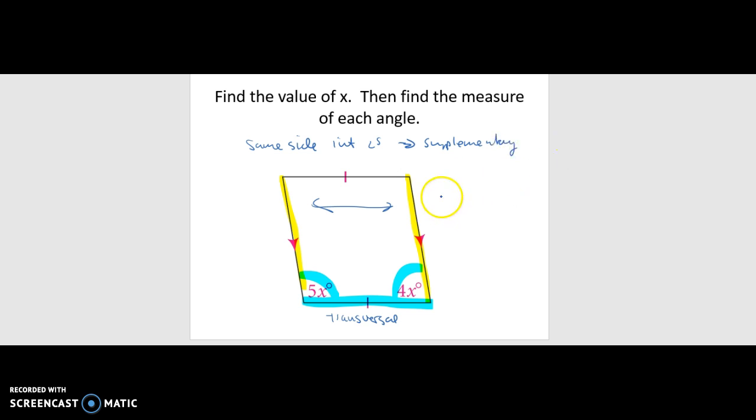So what do I know about these angles? They are going to add up to 180 degrees. And if I combine like terms, 9x equals 180, and when I divide by 9, x is equal to 20. Now, if I wanted to find the measure of each angle, all I would do is plug that back in. 5 times 20 is 100 degrees, and 4 times 20 is 80 degrees. What should these angles add up to? 180 degrees, which is what I get.